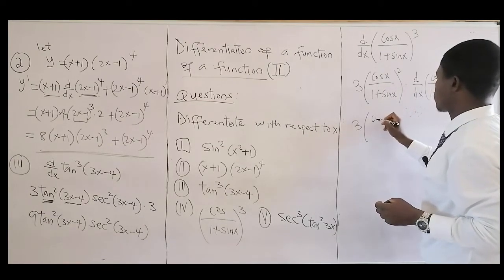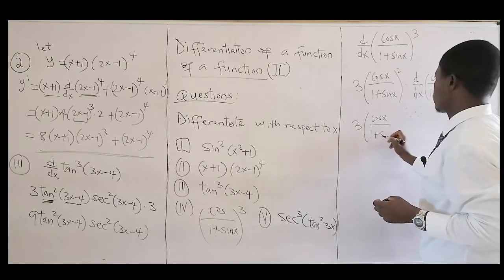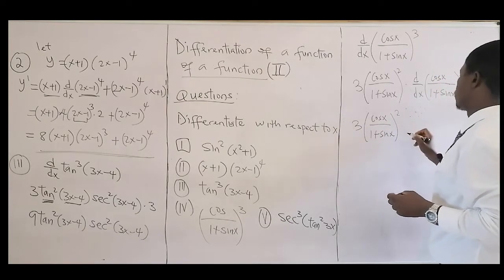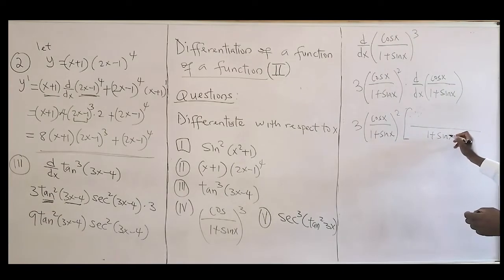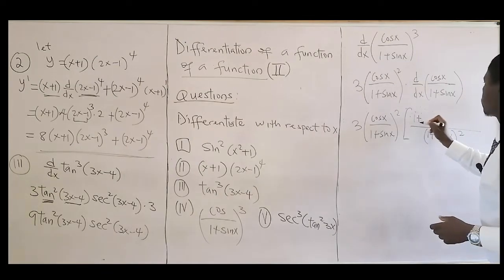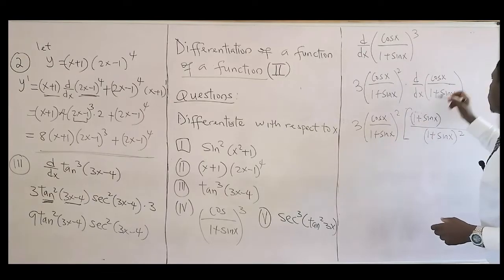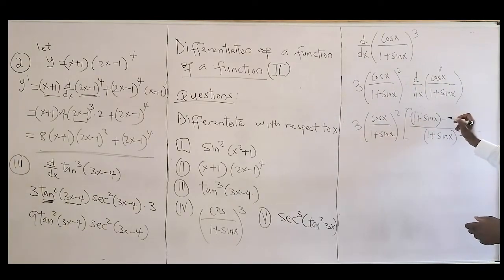So this will be equal to 3 times (cos x over 1 plus sin x) square. Let's now do the quotient rule for this one. It's a fraction, so we use the quotient rule. That will be equal to (1 plus sin x), that's v square, times the derivative of v. V will be here, times the derivative of the numerator, that's minus sin x, and then minus u cos x times the derivative of the denominator, which is cos x.